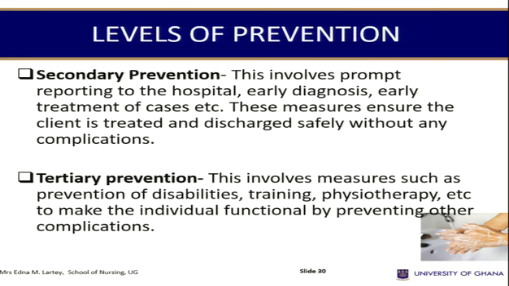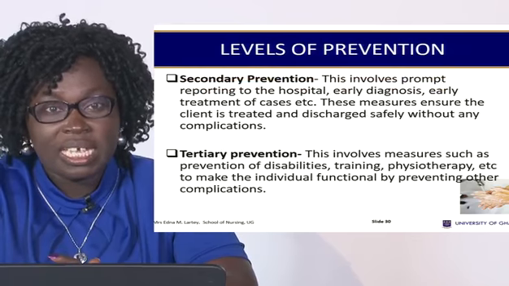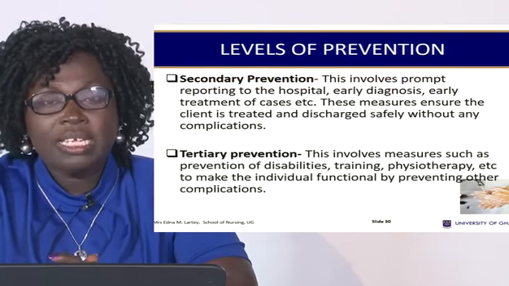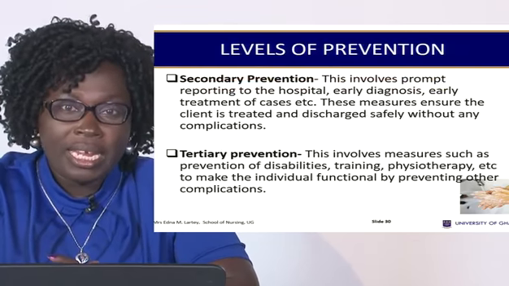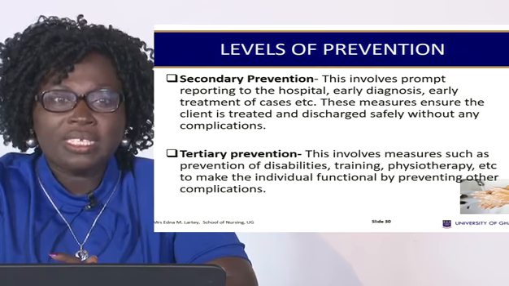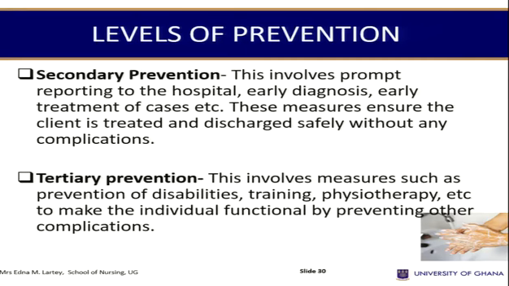Secondary prevention. This involves prompt reporting to the hospital, early diagnosis, and early treatment of cases. These measures ensure the client is treated and discharged safely without any complication. And the third, that is tertiary prevention. This involves measures such as prevention of disabilities, training, physiotherapy, etc. to make the individual functional by preventing other complications.